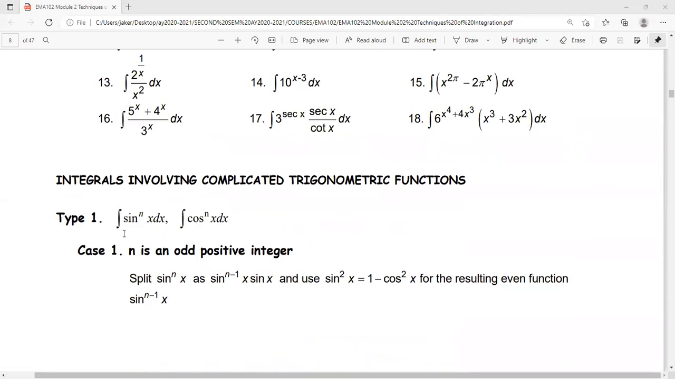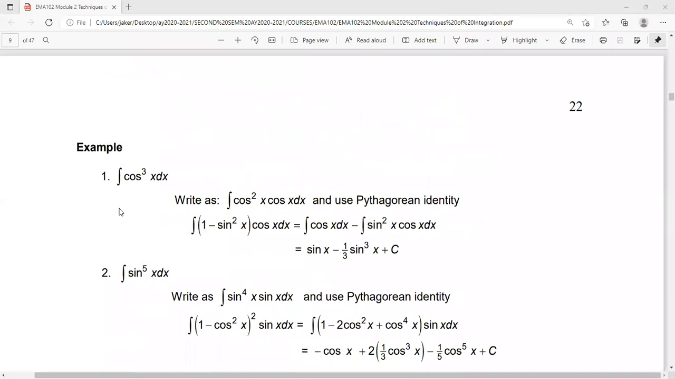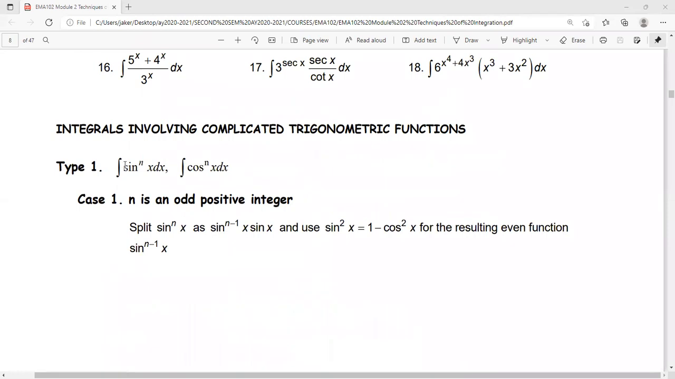Again, type 1 is for an integral evaluating a sine or a cosine function raised to n, and n is a positive integer. Positive integer meaning you cannot have a fraction, you cannot have a negative exponent for the sine and cosine. We have 2 cases under this because this positive integer can be odd in the case of case 1 and even in the case of case 2. But they are both, of course, under type 1 because they either involve a sine or a cosine function.